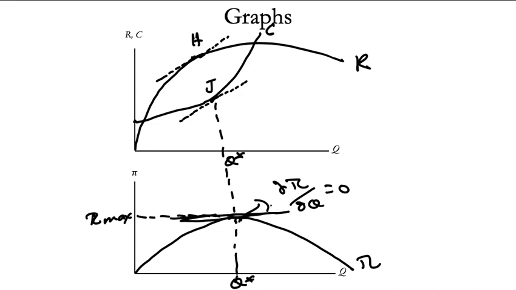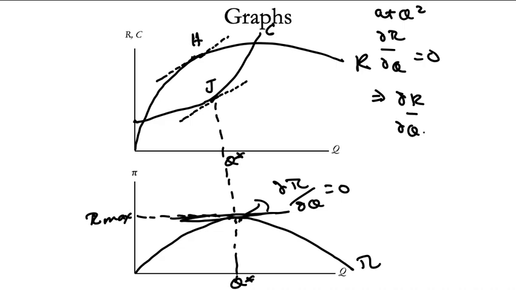Okay, now at this point, delta P over delta Q equals 0 at Q star. And then when it is equal to 0, that means delta R over delta Q equals delta C over delta Q, isn't it? Because marginal profit is equal to marginal revenue minus marginal cost, equal to 0. Okay, not only that, how do we know we have maximized profit here?